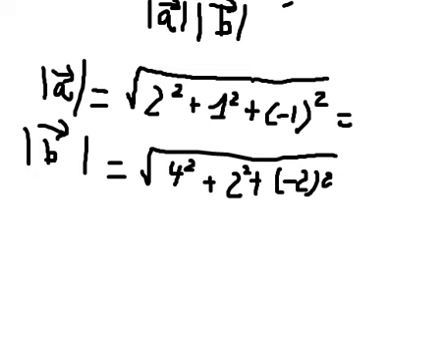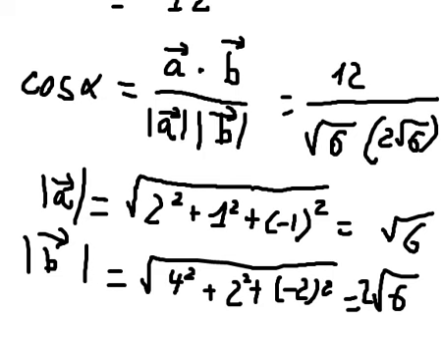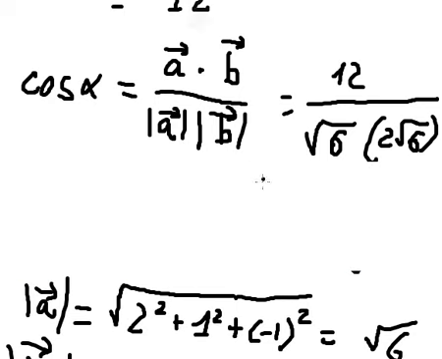So this one we have the square root of number 6. This one we have number 2 with the square root of number 6. So we calculate this one and we have number 1.